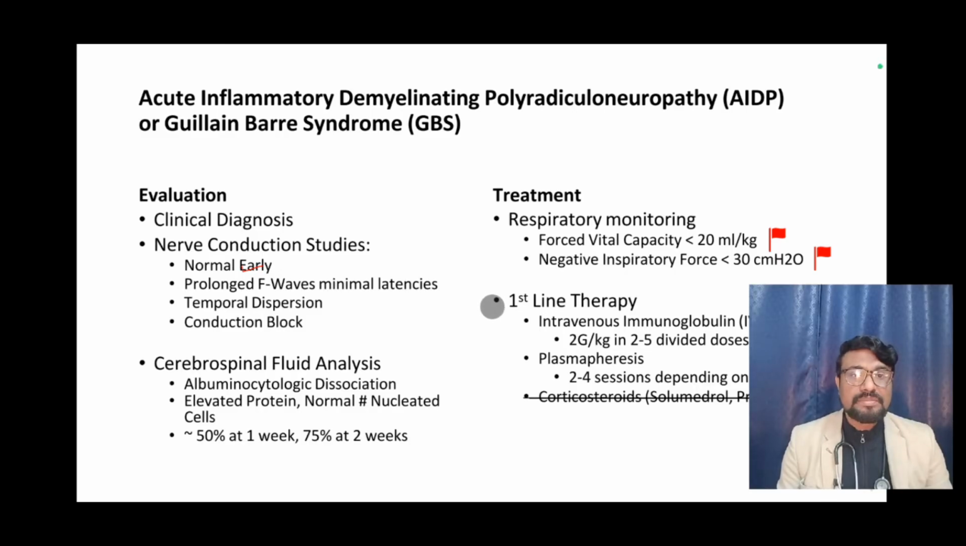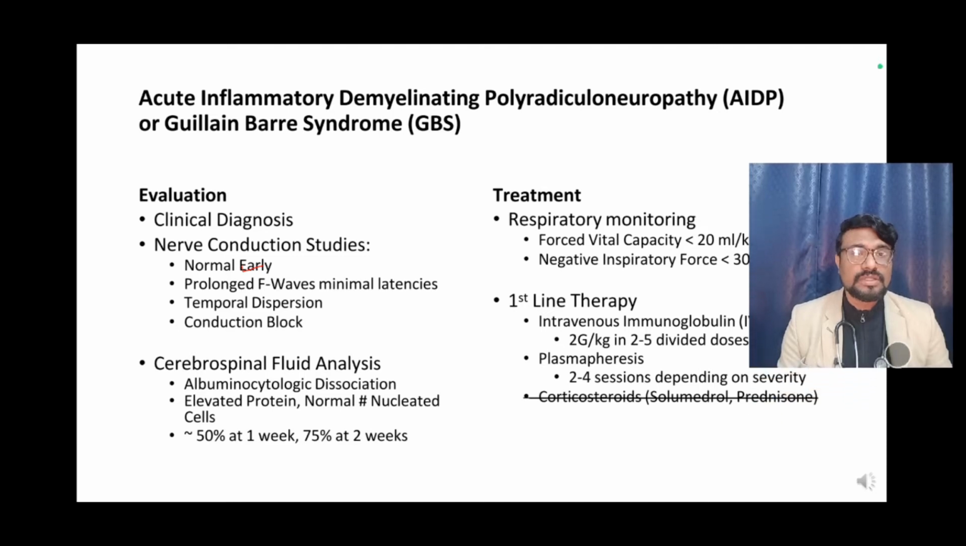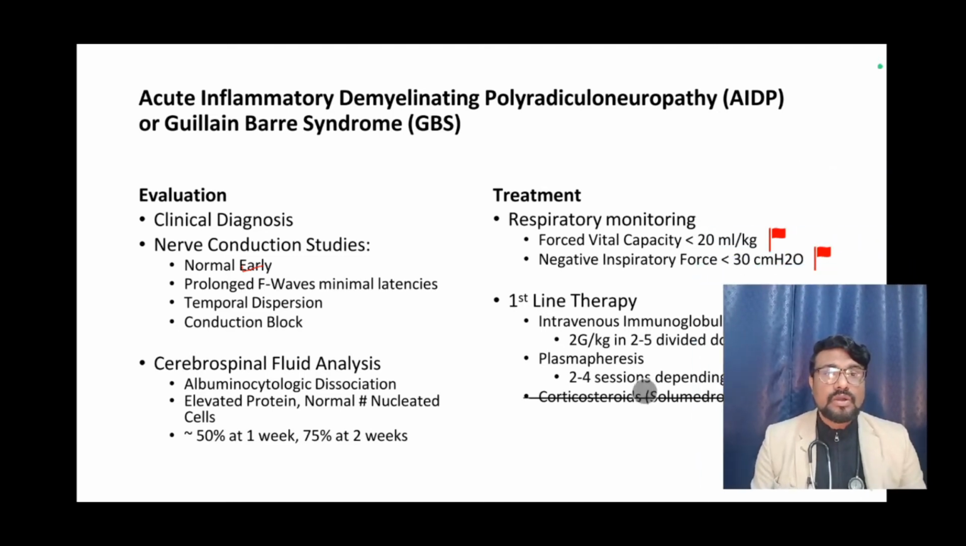First line of treatment includes intravenous immunoglobulin in a dose of 2 gram per kg in 2 to 5 divided doses, and the second one is plasmapheresis in 2 to 4 sessions depending upon the severity of the illness. Corticosteroids are not usually recommended. It is not the guideline in treatment of AIDP or GBS.